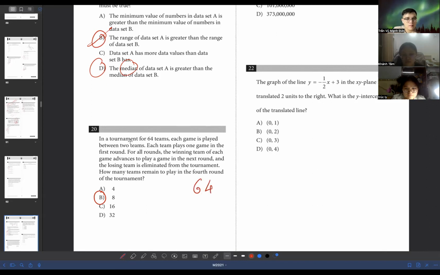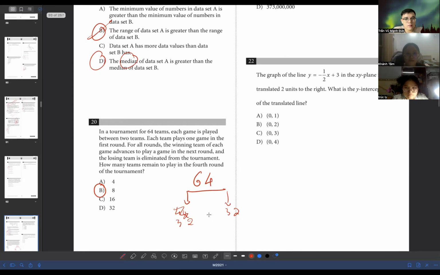64 teams play between 2 teams. Each team plays 1 game in the first round. For all rounds, the winning team of each game advances to play a game in the next round. Each game is played by 2 teams. So this will be played by 48 versus 48. No, it's not 48. 64 is 32 versus 32. And for all rounds, the winning team of each game, fourth round.